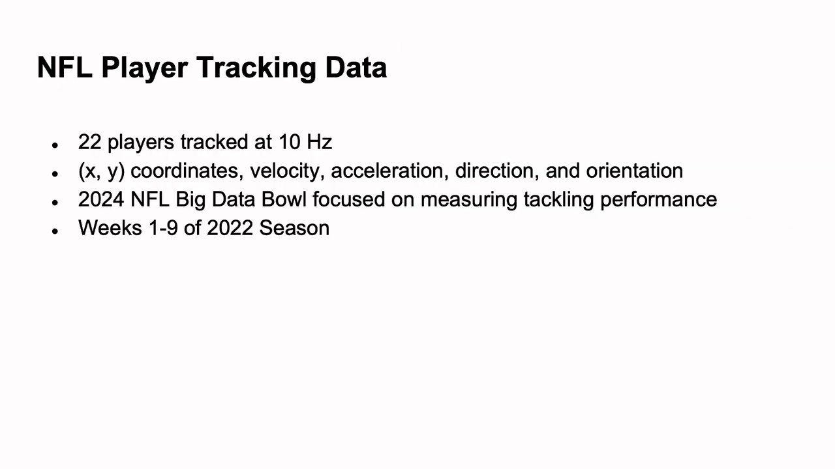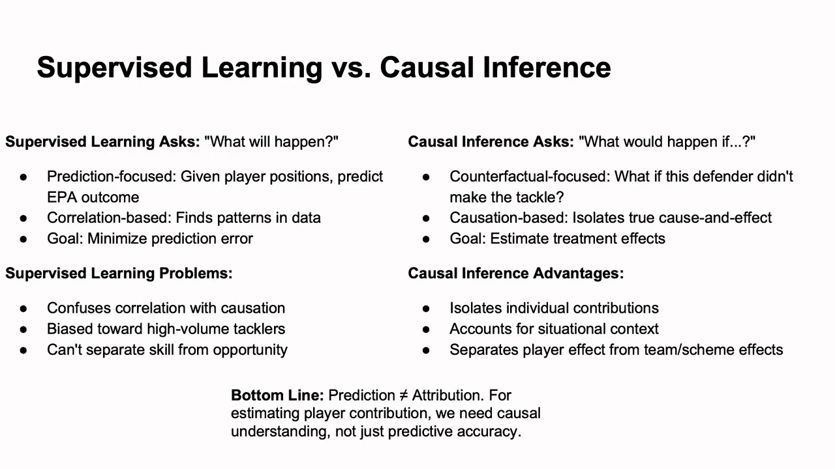So this is using NFL player tracking data. For those of you who don't know, the NFL has RFID chips on the shoulder pad of each athlete, which get the XY coordinates, so their location, their acceleration, their direction and orientation every 1/10 of a second for all 22 players. This is from the 2024 NFL Big Data Bowl, focused on measuring tackling performance, specifically the first 9 weeks of the 2022 season.